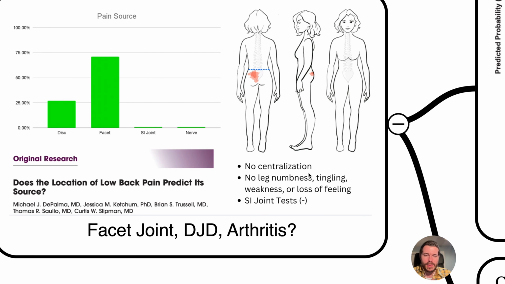So if you go through that repeated motion exam and you see that no centralization occurs, or it just gets worse the more you do it, but pain doesn't move and it definitely doesn't go away, then that increases the probability. Also, the presence of no major neurological issues, so no leg numbness, tingling, weakness, loss of feeling, anything funky there, points to it not being a nerve issue. And the fact the SI joint tests are negative increases facet joint as the most likely source.